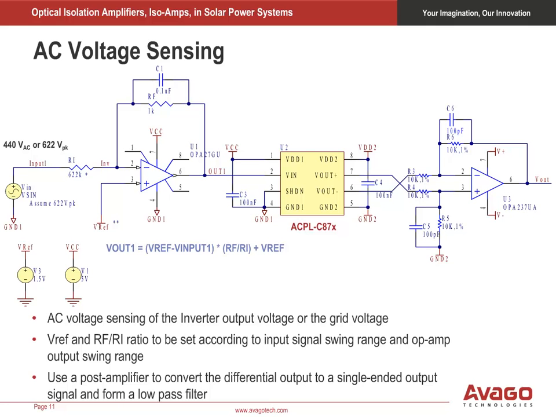This application circuit uses the ACPL-C87X for 440 volt AC voltage sensing. AC voltage sensing is needed at the PV system's inverter outputs and for grid voltage sensing. In this circuit, a reference voltage, Vref, operational amplifier, and the RF-R1 ratio sets the input voltage range of the isoamp. The output amplifier performs differential to single-ended conversion, scaling, and noise filtering.